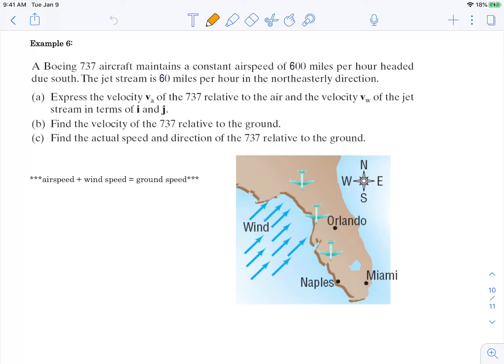All right, here's your last example for your vectors unit. And this is going to be an application. This is saying a Boeing 737 aircraft maintains a constant airspeed of 600 miles per hour headed due south. Then it has this jet stream acting on it, which is 60 miles per hour in the northeasterly direction.